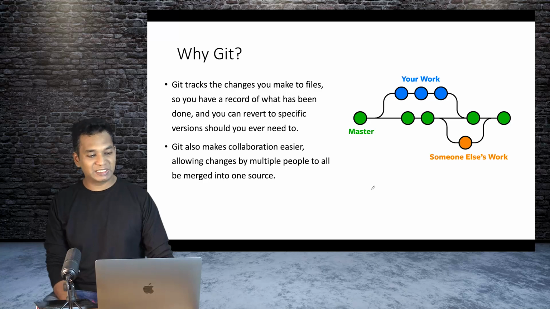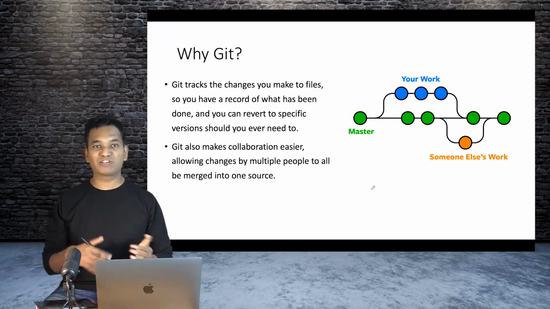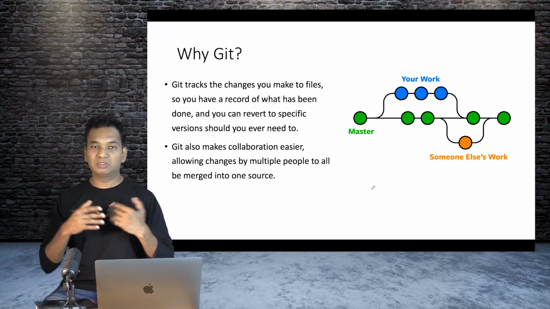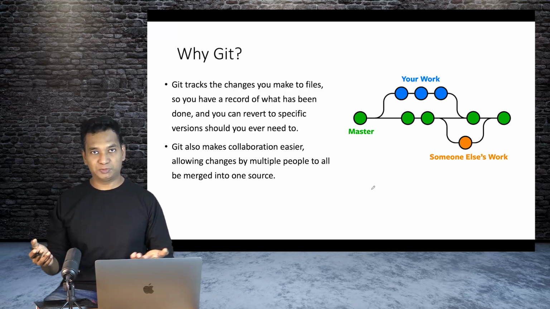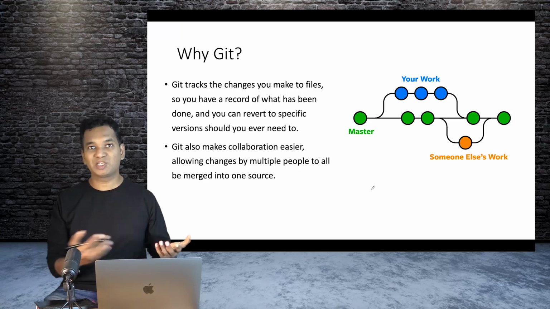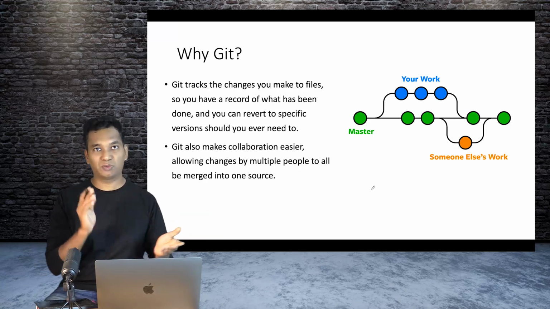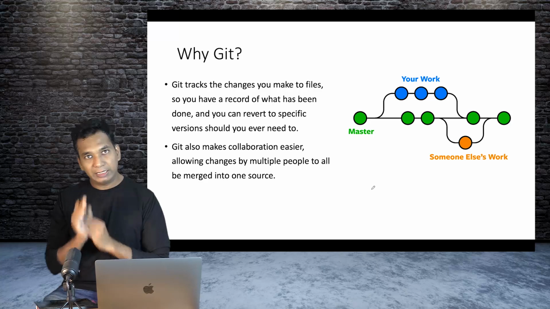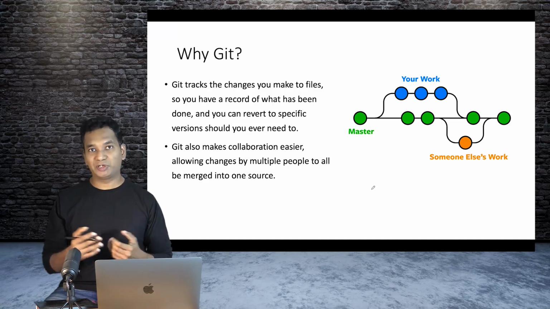It tracks the changes you make to the files. You can record what has been done. You can revert back to a specific version should you ever want it or need to. You normally do it when you mess up something or you want to refer back to the previous code for whatsoever reason. Git also makes it easier for collaboration.